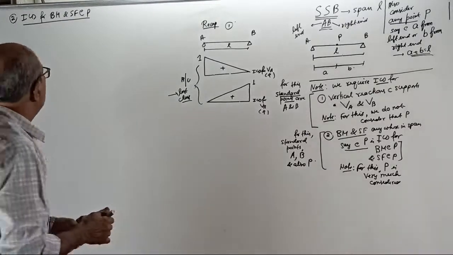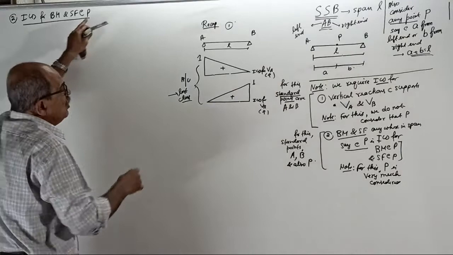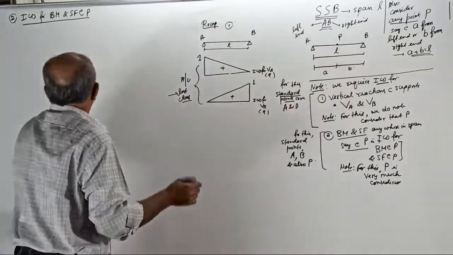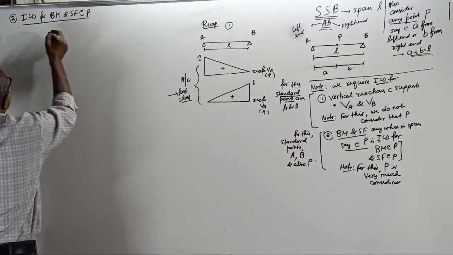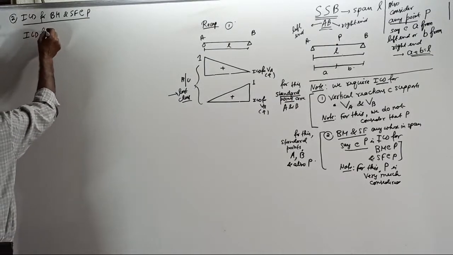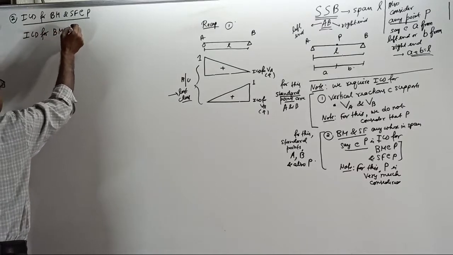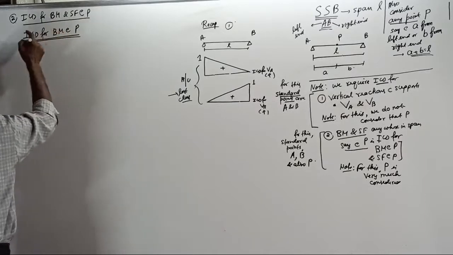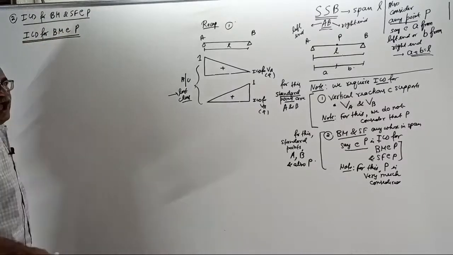See correctly now. Remember, I told you, now A, B and P are also considered. Okay, start. First consider the subdivision: ILD for bending moment at P. First ILD for bending moment at P. After I finish that one, I'll go to shearing force.